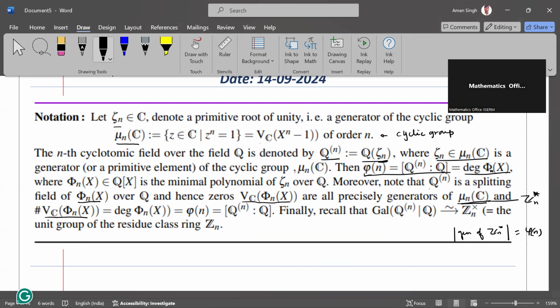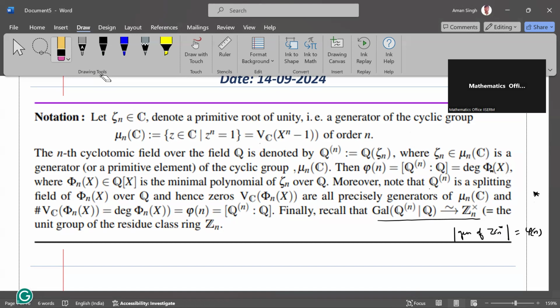Okay, so these are all equal. The degree of Phi n x is the same as phi n, and the same as the degree of the extension. Finally, recall that the Galois group of this Galois extension is isomorphic to Z n star. So this is all done in the class lectures. Let me start with some exercises.